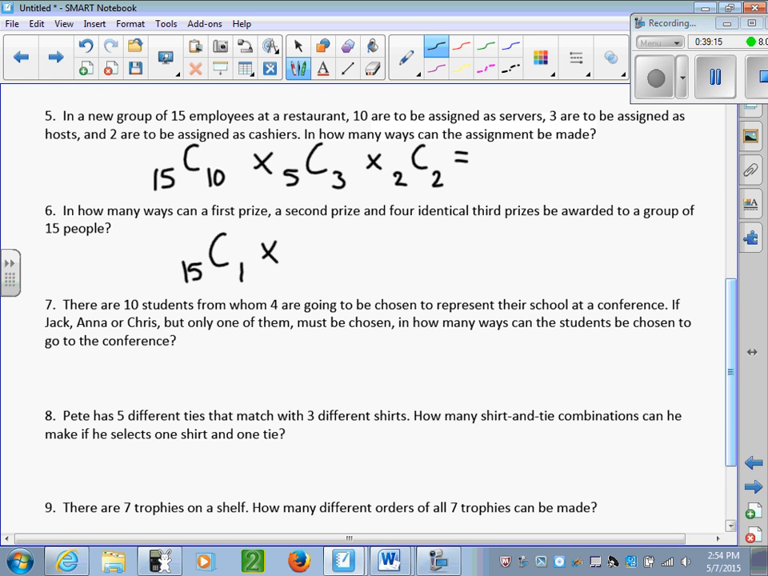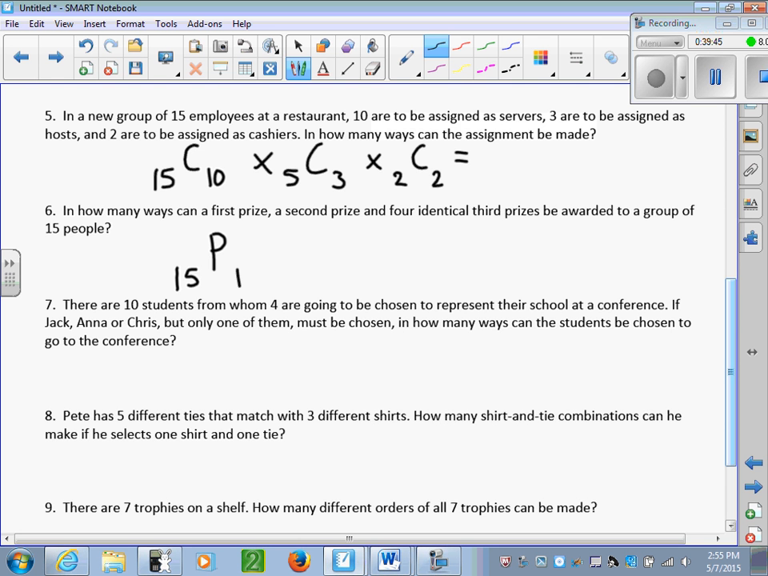Okay, and then, oh, sorry, I was reading part of the other one. Nope, just kidding. And how many ways can a first prize, a second prize... order does matter here, right? Because if I choose you first versus choosing you second, that matters, because if you don't get chosen first, you're not going to get first prize. Okay, so order does matter.